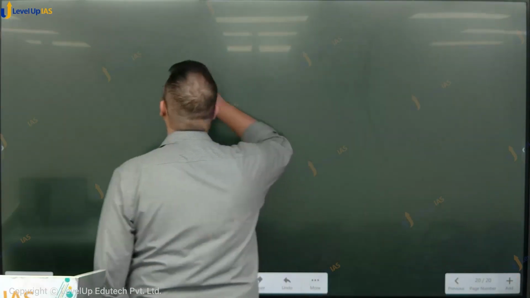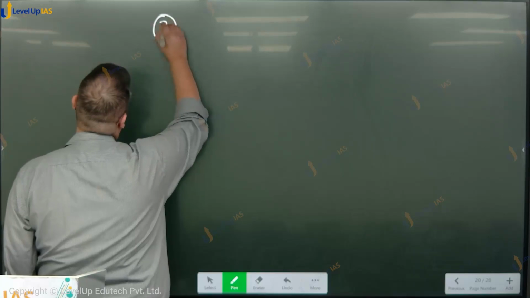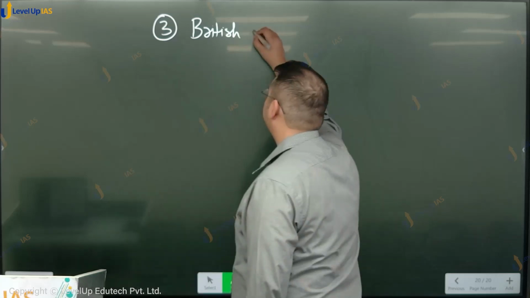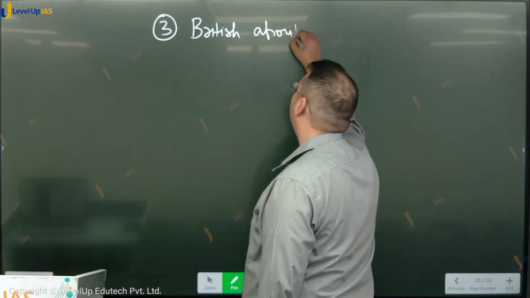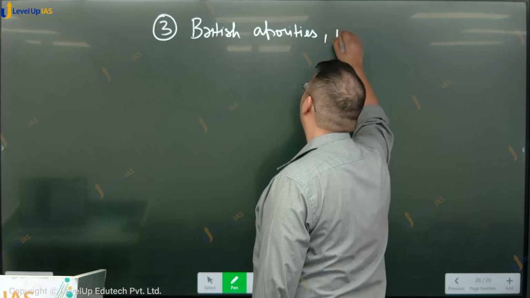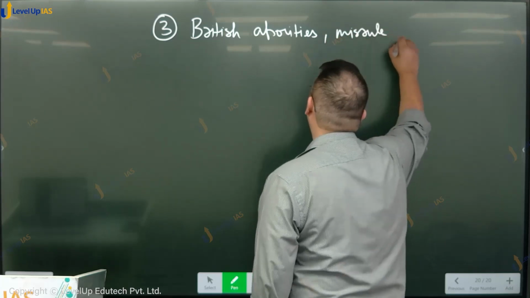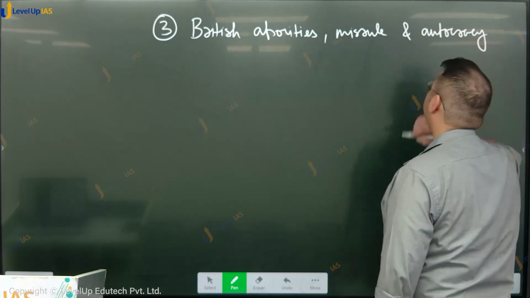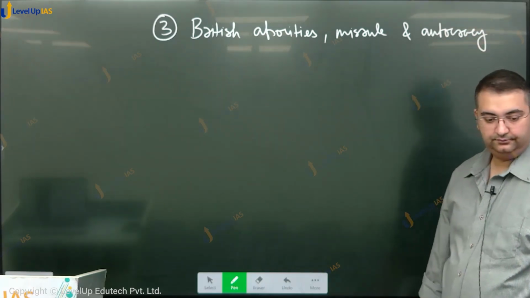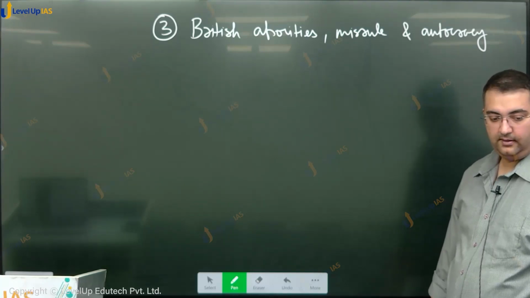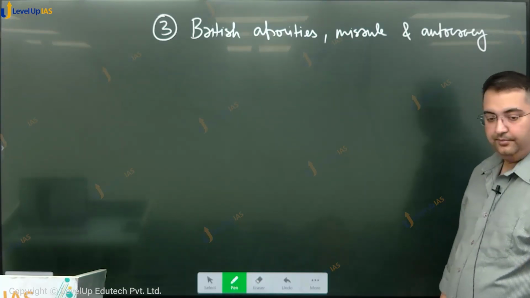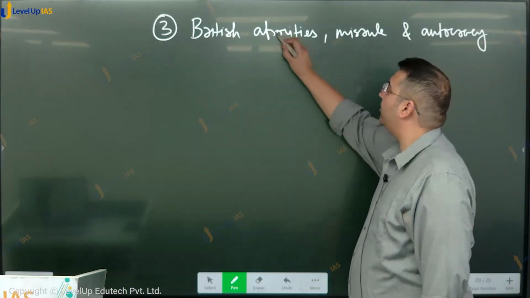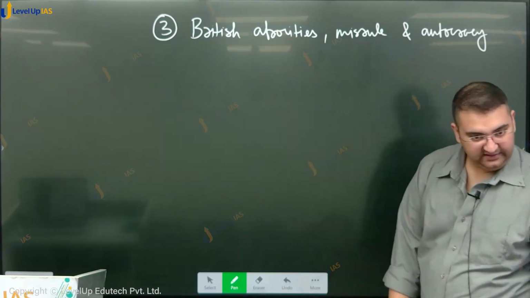Thirdly, British atrocities, misrule and autocracy. That the British were misruling India, that they were committing atrocities upon Indians was an open secret.